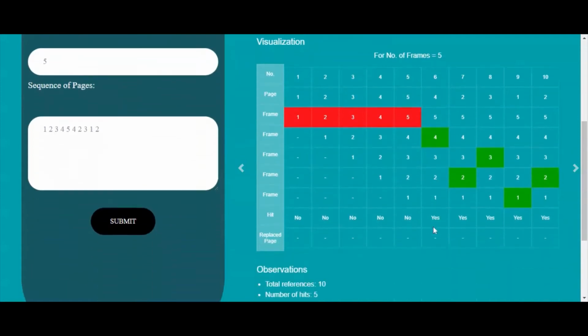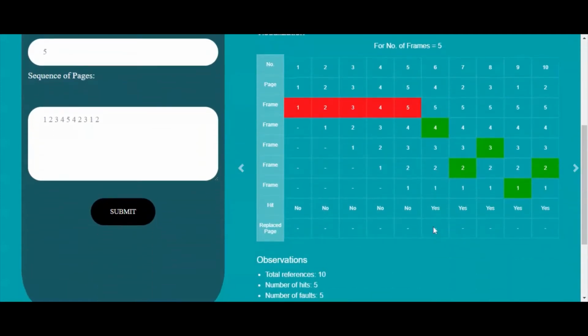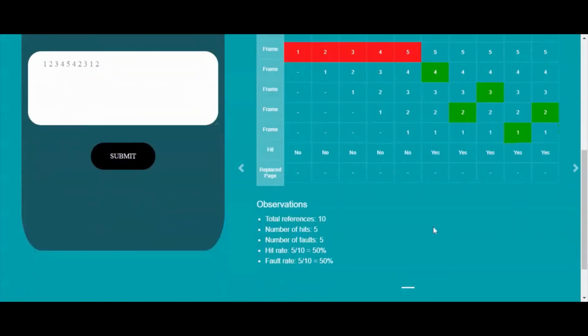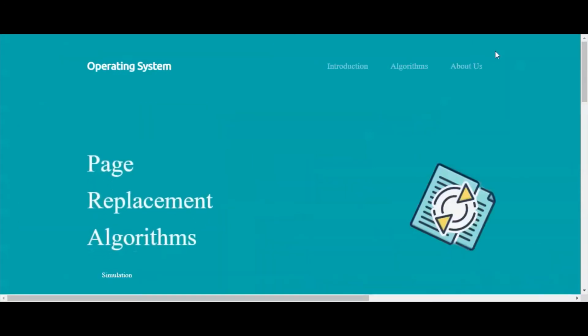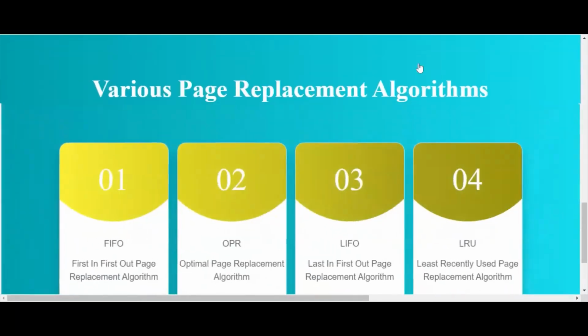So till now, we can say that this is a very good algorithm for the present inserted queue, but it is not always true. So we have made some observations here also. So since we have total 10 references, we got 5 hits and 5 faults. So the hit rate is 50% and the fault rate is also 50%. Okay, now let's click home and try to see other algorithms.